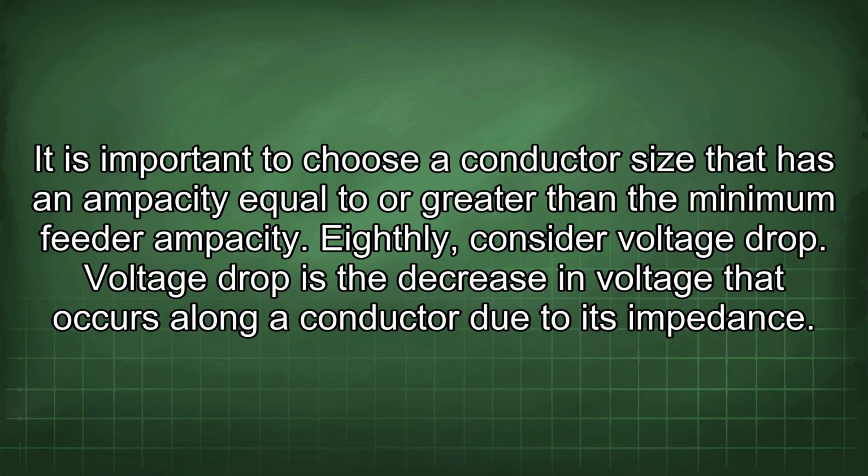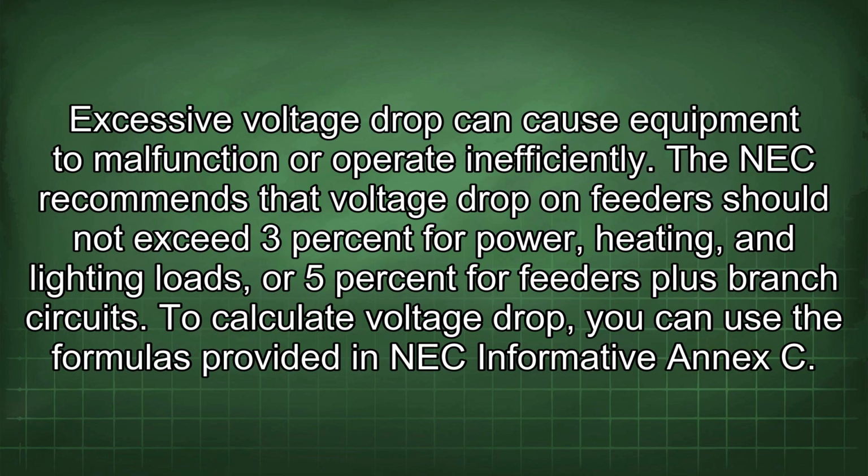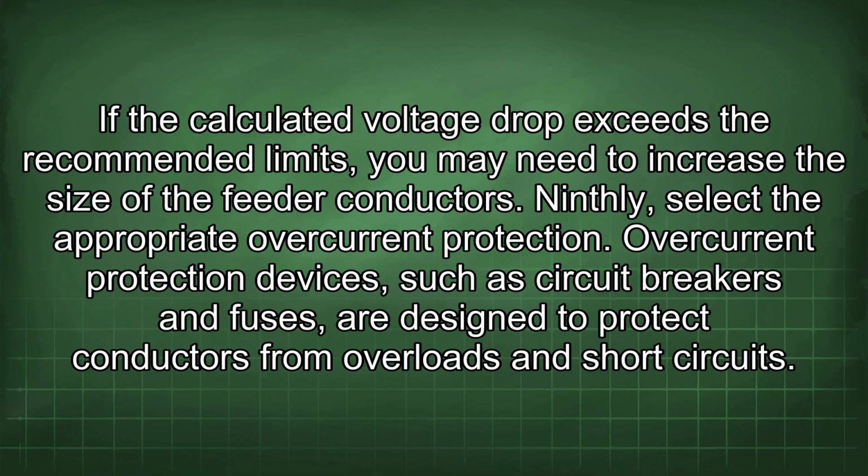Eighthly, consider voltage drop. Voltage drop is the decrease in voltage that occurs along a conductor due to its impedance. Excessive voltage drop can cause equipment to malfunction or operate inefficiently. The NEC recommends that voltage drop on feeders should not exceed 3% for power, heating, and lighting loads, or 5% for feeders plus branch circuits. To calculate voltage drop, you can use the formulas provided in NEC Informative Annex C. If the calculated voltage drop exceeds the recommended limits, you may need to increase the size of the feeder conductors.